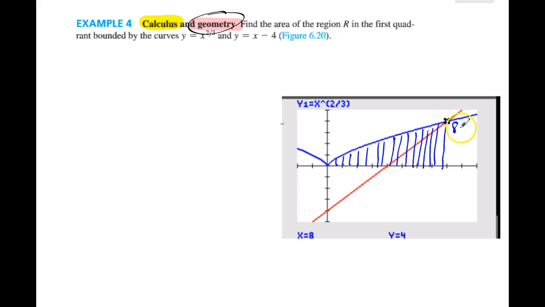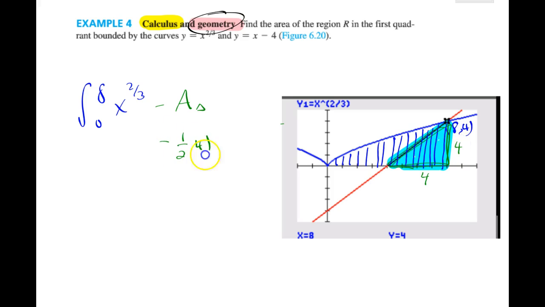So if I were to integrate from 0 to 8 of this x to the 2/3, I would find all of this blue function. And then to use geometry, I notice I have just a nice rectangle here. So I can just subtract out the area of the, excuse me, did I say rectangle? Triangle. So I have a nice triangle in here. And it looks like the base here is 4 and the height is 4. So I know that the triangle is just 1/2 base times height.